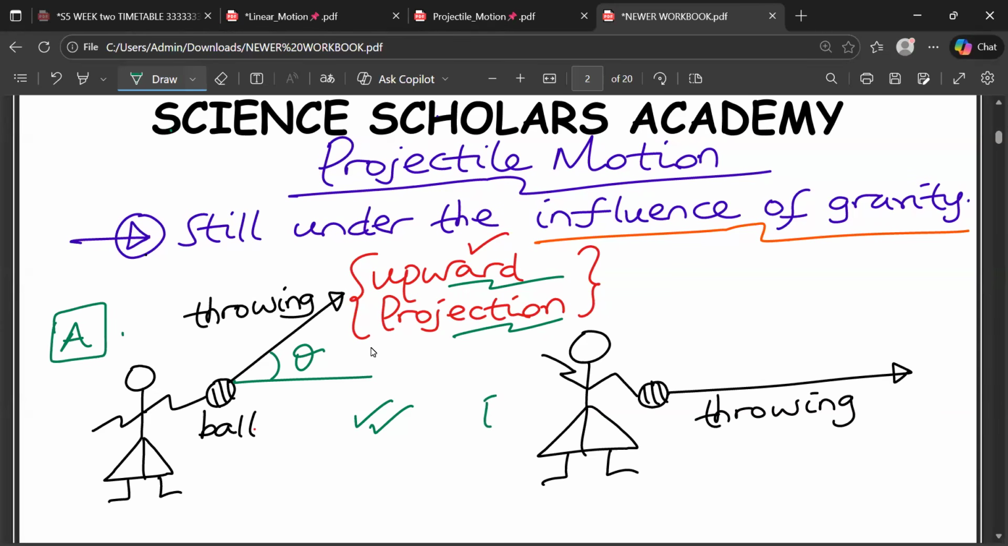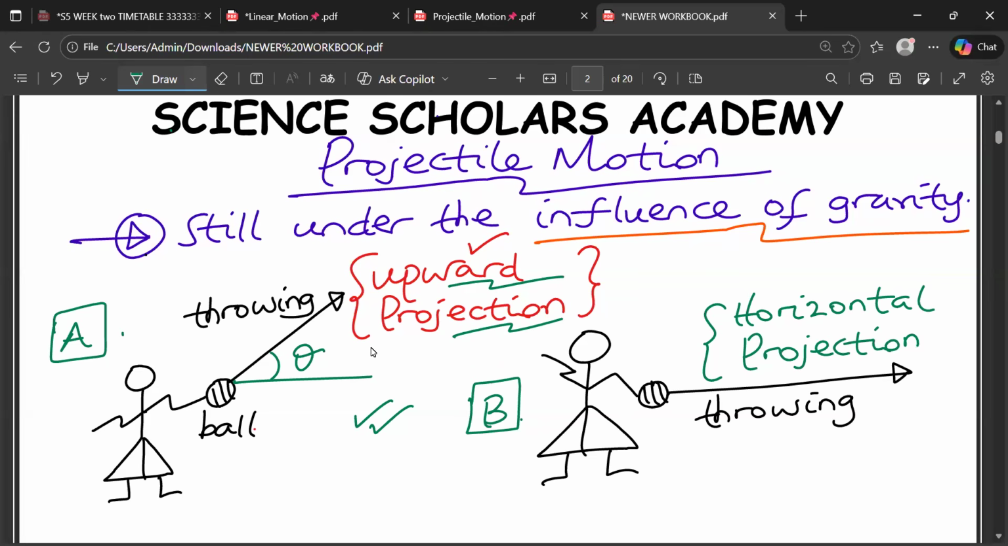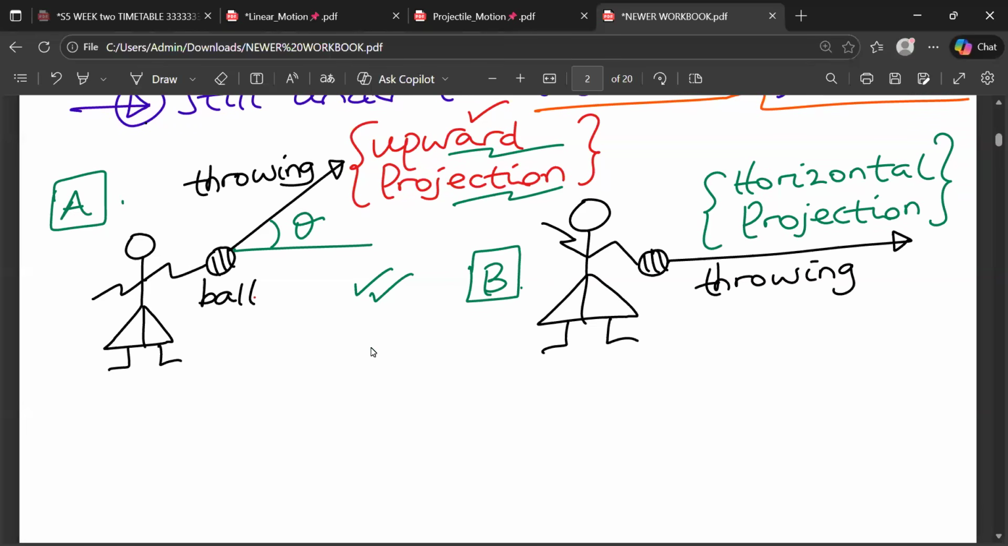So this is our case B. What if the person decides to throw it like that? I think you can see it is totally horizontal. The boy is just giving it a horizontal push, but here we pushed it up. Here the boy is giving it the horizontal push, and this is what we call horizontal projection. I want you to follow. The moment I leave you, you're gone.